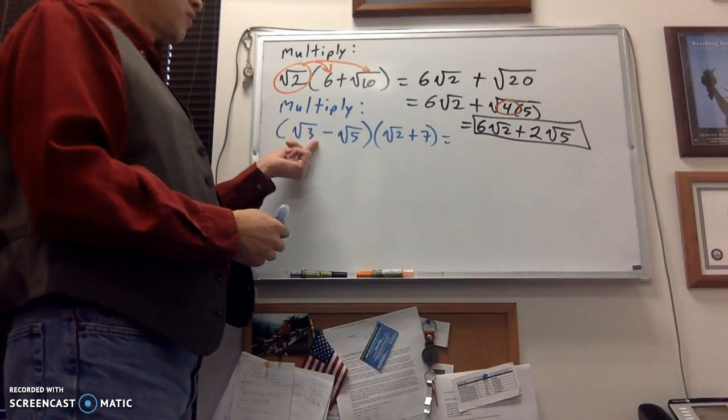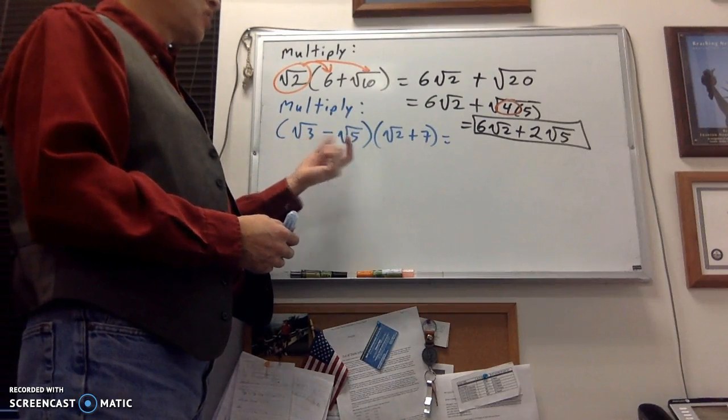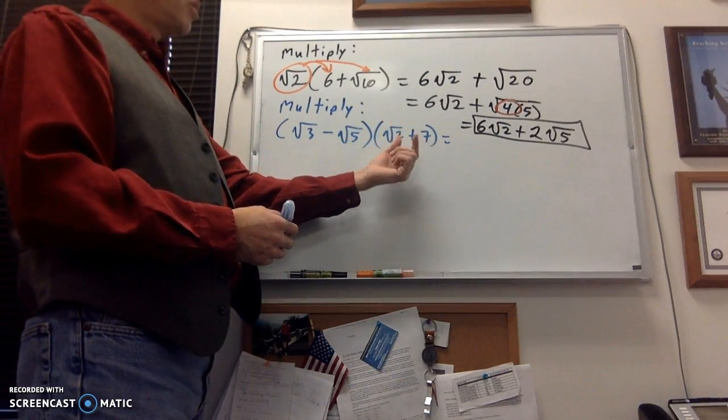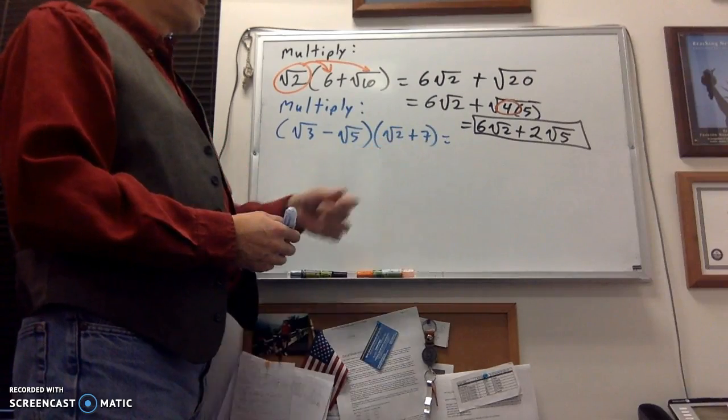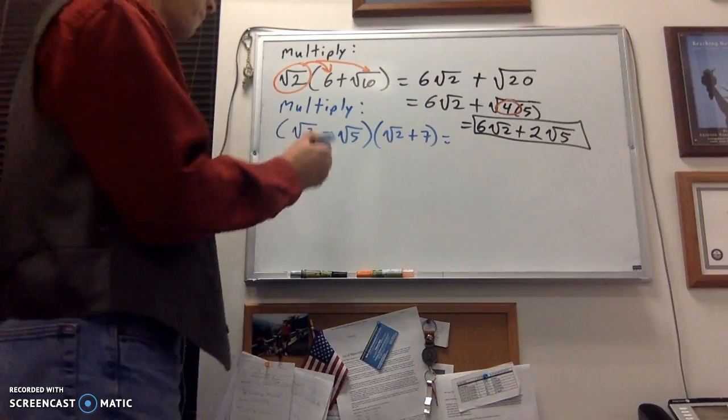So we've got the square root of 3 minus the square root of 5, that binomial type situation, times this binomial type situation of the square root of 2 plus 7. So I'm going to do the first outers inners last here, okay?